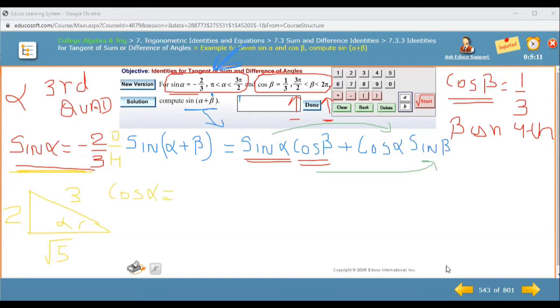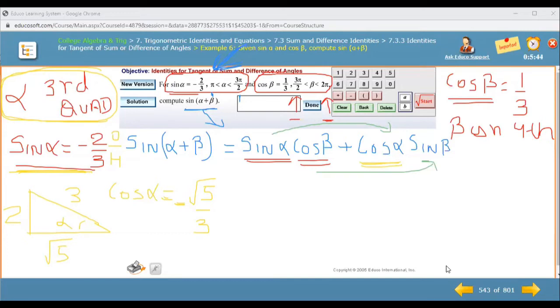Cosine alpha will be radical 5 over 3. But this is in which quadrant? Alpha is in third quadrant. Since alpha is in third quadrant, cosine is negative, so this value will be negative. So this is cosine alpha. I calculated cosine alpha.